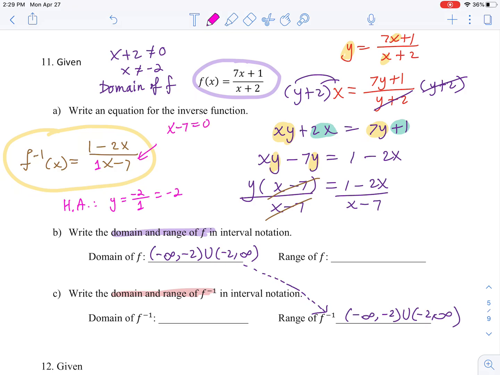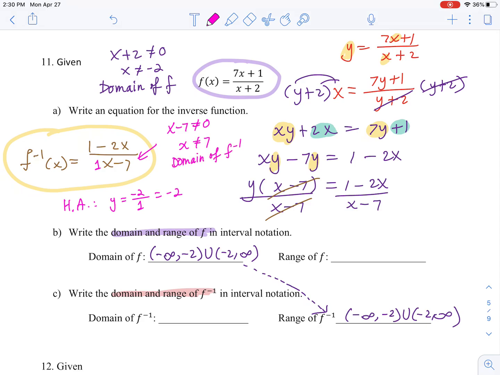So take a look. Look at the denominator, it's x minus 7. We know that cannot be equal to 0 because we're not allowed to have 0 in the bottom of a fraction. Add 7 to both sides, and what we get is x cannot be equal to 7. And this is the domain of f inverse.